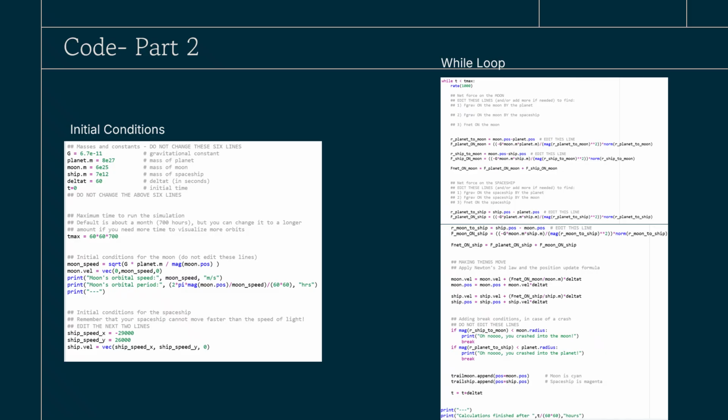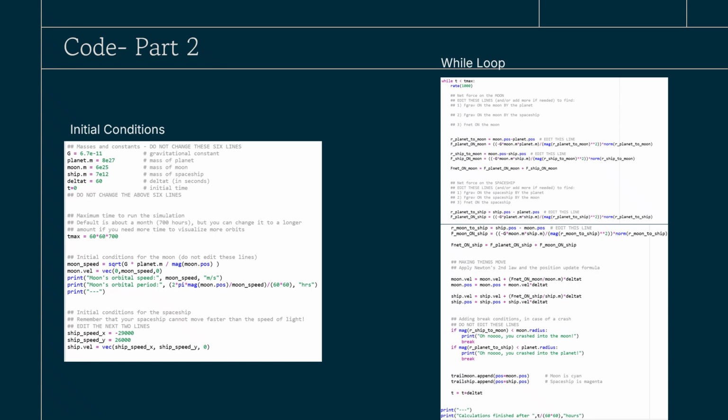Now looking at part 2 with the code, we have the initial conditions as the gravitational constant again, the mass of the planet, the mass of the moon, the mass of the ship, and delta t, which we did not change in these 6 lines. We also have more initial conditions for the moon, and what we changed in the initial conditions was for the spaceship, which was the initial velocities that we changed with the guess and check method. I put the speed in the x direction as negative 29,000 and in the y direction as 26,000.